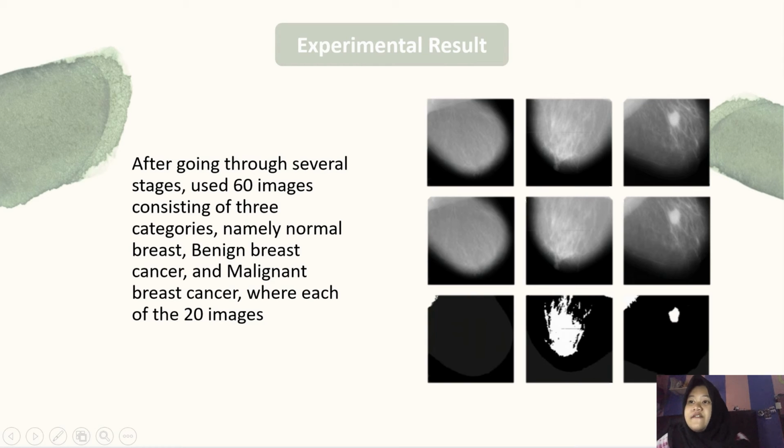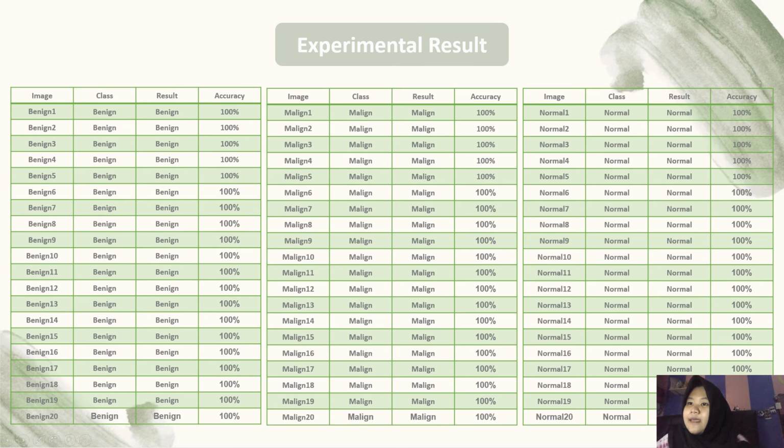After going through several stages, using 60 images consisting of 3 categories, the classification process is carried out using PNN on the image of the entire dataset, where the result of the classification is 100% as shown in the table. Based on the classification result presented in the table, it appears that the proposed method can work well, and it can even be said to be able to classify the images of mammography perfectly.